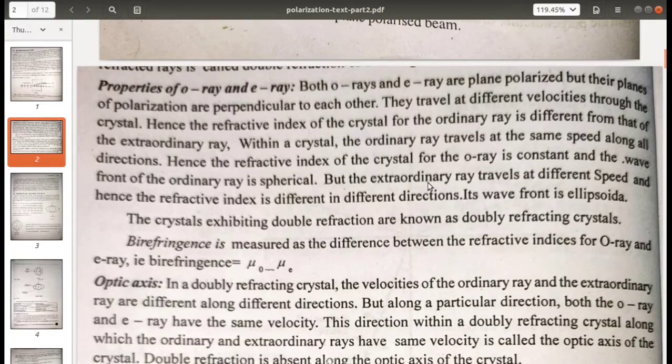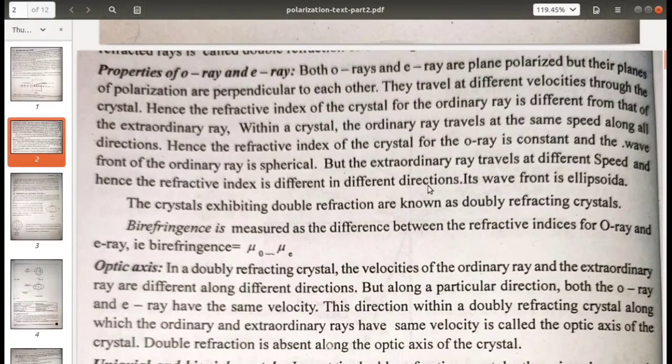Hence, they travel at different velocities through the crystal. Hence, the refractive index of the crystal for the ordinary ray is different from that of the extraordinary ray, which we have seen.